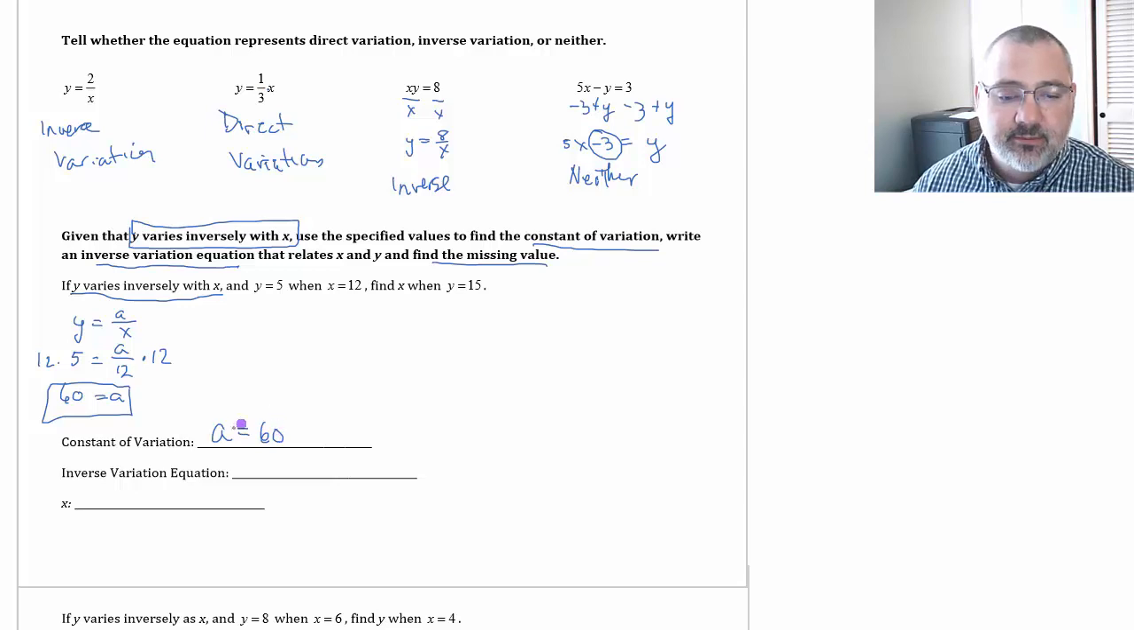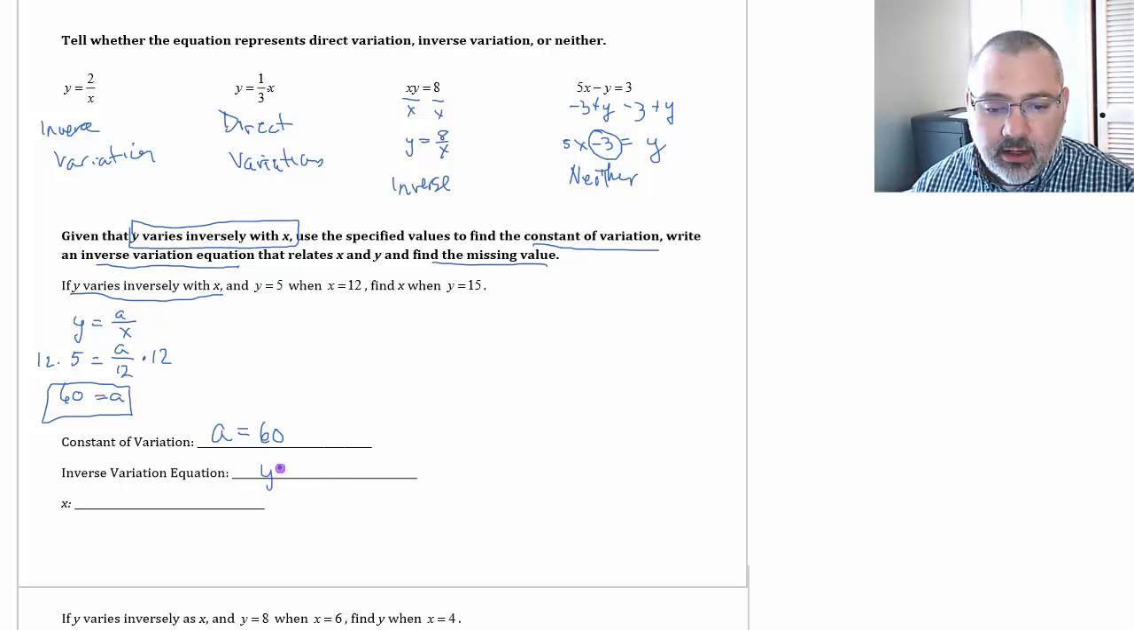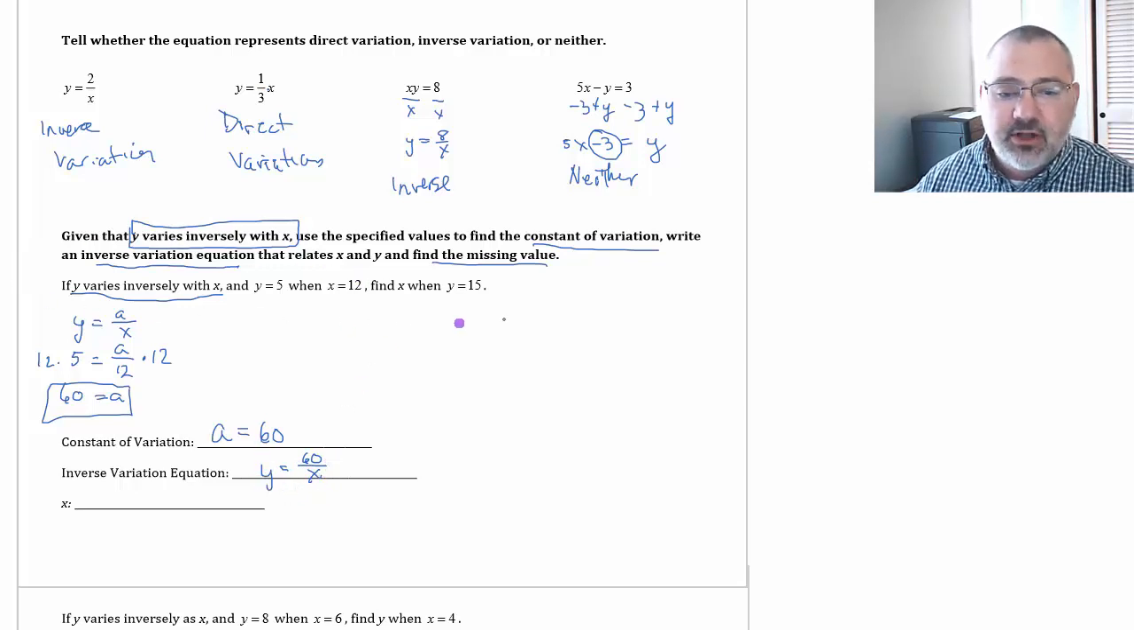So A is 60. The inverse variation equation, there's no work to this whatsoever. The inverse variation equation is simply taking the A and plugging it back into your formula, or y equals 60 over x. This equation allows us to solve for anything we want in this problem now. And the final thing asks, find x when y is 15.